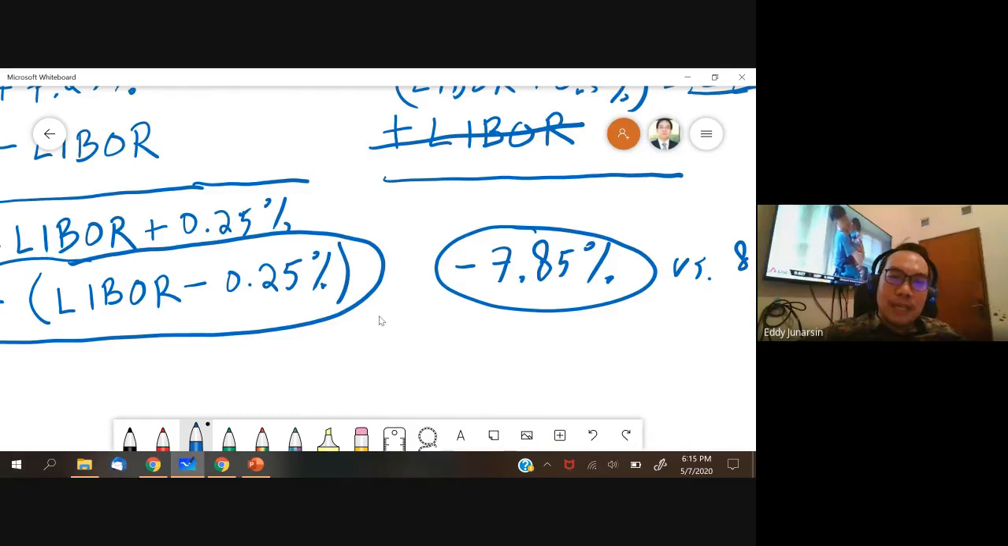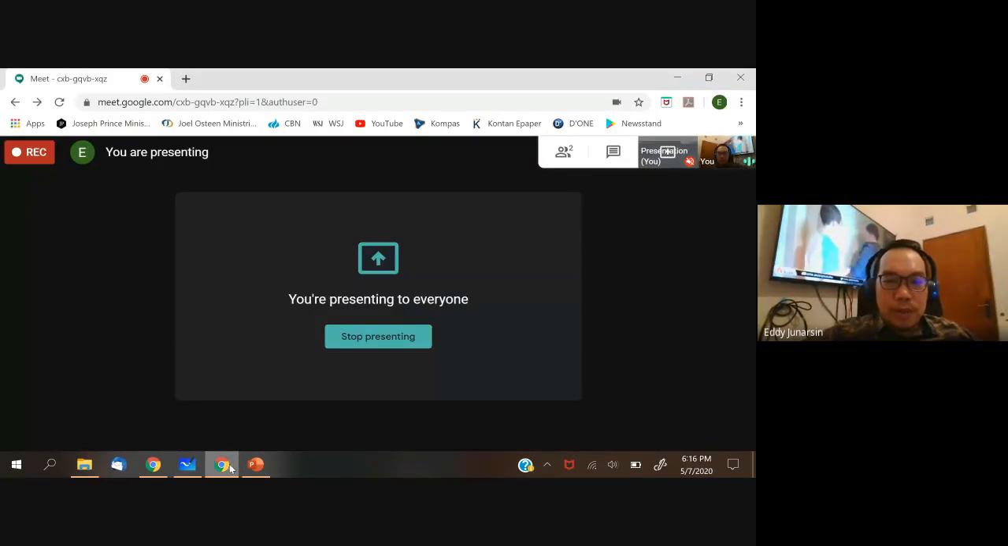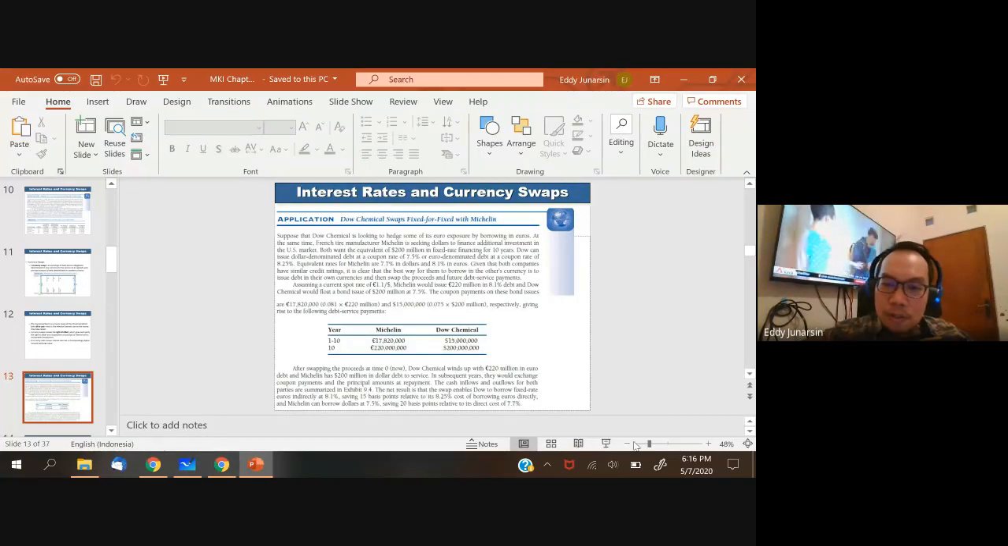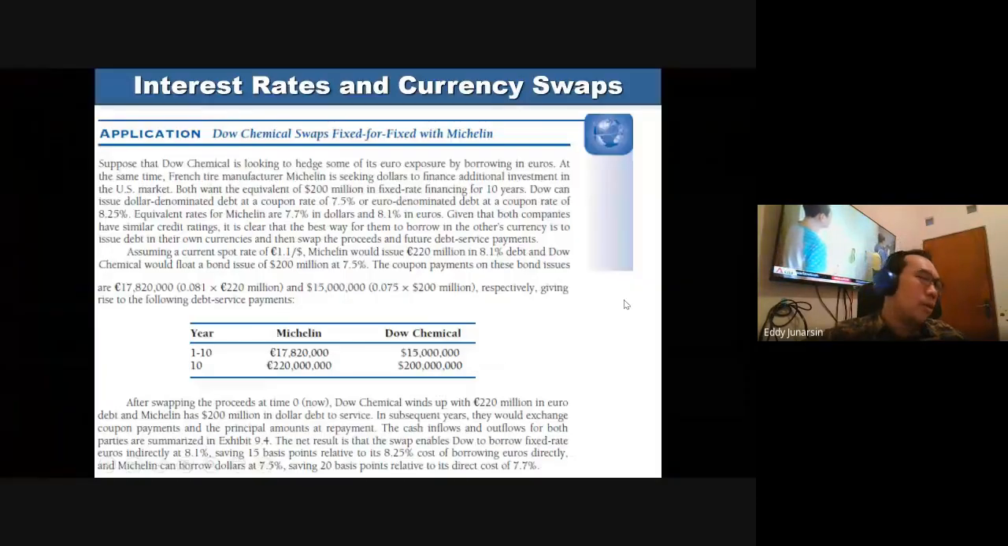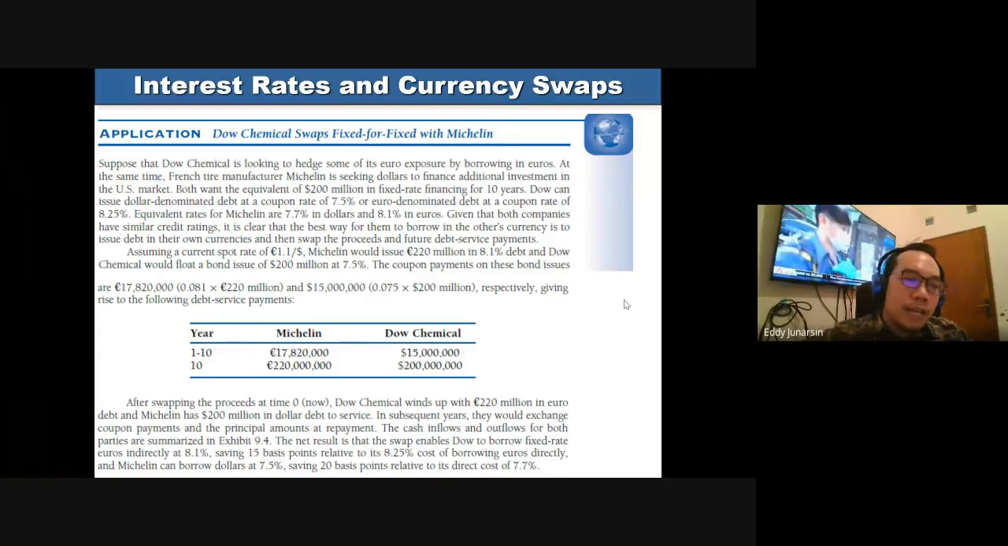Okay, so this is an example of interest rate swaps. We'll continue with the currency swaps. So maybe we'll go straight to examples. You can imagine the currency swaps will be an exchange of obligations denominated in different currencies. So how can it happen?